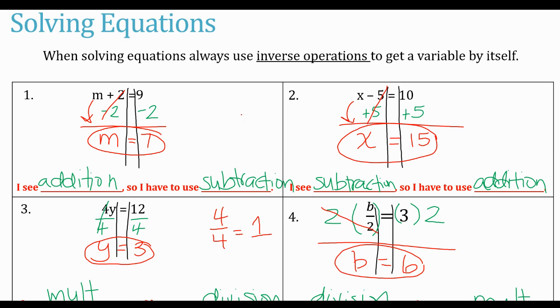So these are the 4 kinds of one-step equations that you're going to see. Addition, subtraction, multiplication, and division. So the way to solve these is identify what operation is being used initially, and then you're going to do the opposite of that. You're going to use the inverse operation to get the variable isolated by itself and make sure it is positive in the end.